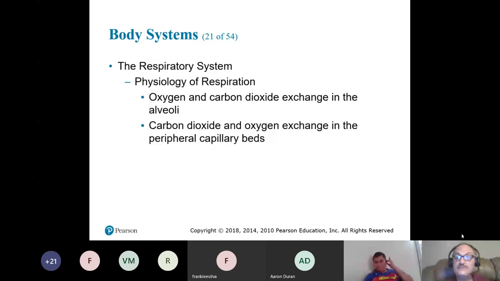So you see how important the respiratory system is? It needs to get that oxygen. It needs to deliver it to the organs, and it's going to get help from the heart. Speed up, get blood there.